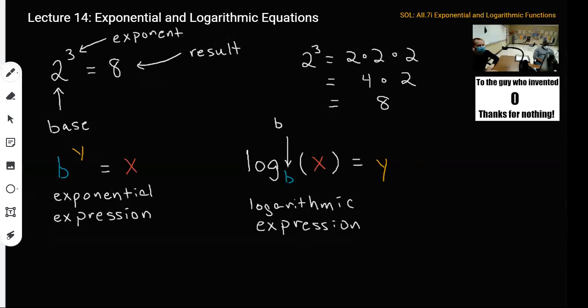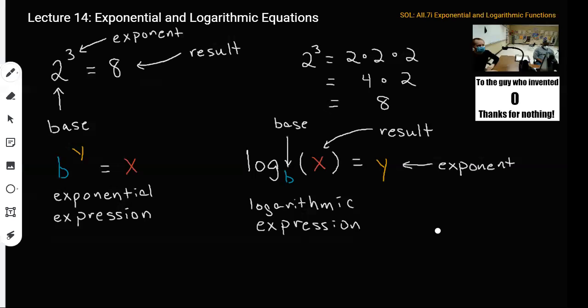B is going to be our base. Y is going to be our exponent, so I'll call this the exponent. And then the X is going to be our result. That's what we get when we raise the base to the exponent.